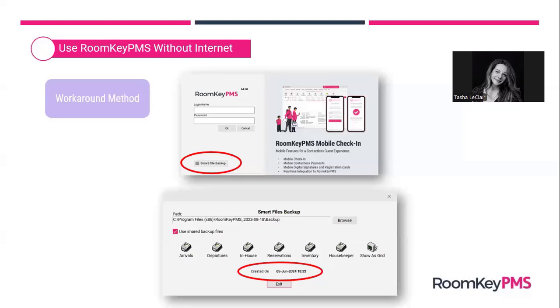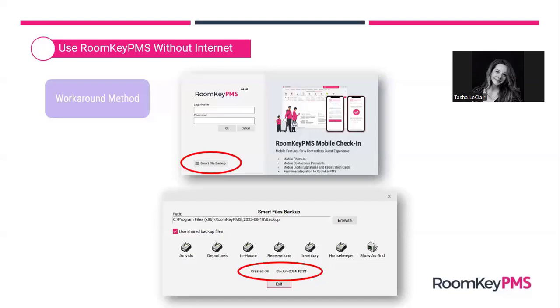So circled here, we have the created on date and time. Now, these files automatically back up as you're using RoomKey during regular front desk operations or regular usage of our software. Backups automatically update every 6 to 12 minutes as you operate RoomKey, and each computer that uses RoomKey will have a copy of the Smart Files backup. So this is an older example from back in June of this year, and it lets me know the last time that those files were backed up there.